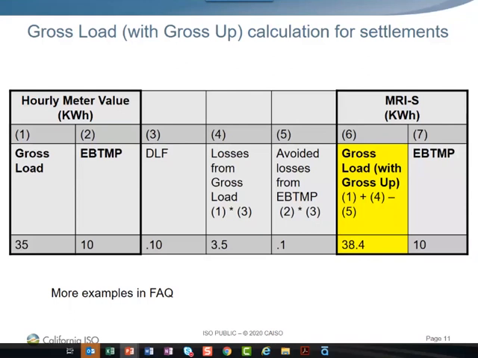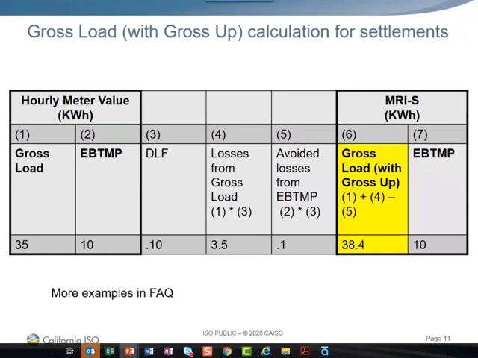And then we're going to come up with the gross load with gross up. What we do then is we take that gross load, we add in the losses, and then we subtract out the avoided losses. So you can see in that yellow column there for MRIS, we're looking at the 35, column 1, plus the losses, which is 3.5, so we're at 38.5. And then we're going to take out the avoided losses, which is the 1.0, and come up with a total of 38.4 kilowatt hours. So the gross load with gross up calculation using the distribution loss factors considers losses from transmission to distribution interface as well as the avoided losses due to any excess production at the meter. So that's how we come up with that gross load with gross up that's going to be used for the settlement calculation.